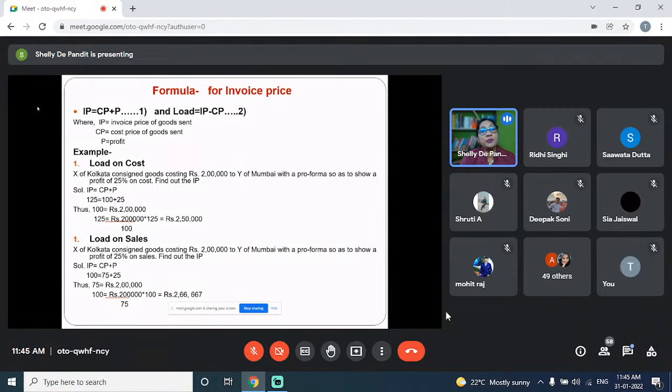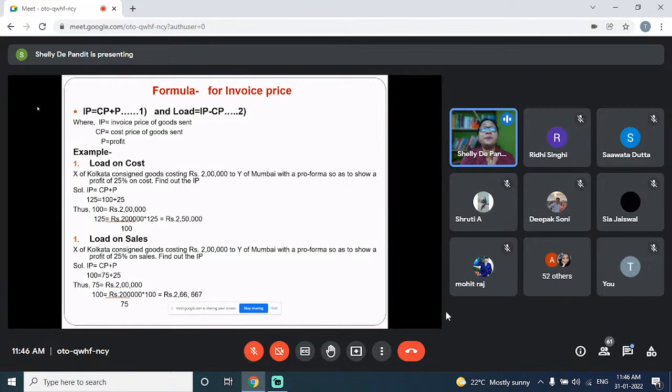And load and pro forma invoice price, what I have already told, these two are basically different things, right? So load is the additional amount that you have charged on the cost, that is known as load. And what is your IP? After adding up the profit or the extra price on the cost, it is known as the pro forma invoice price. So let us concentrate on the formula. The formula is very easy. IP is equal to C plus P.